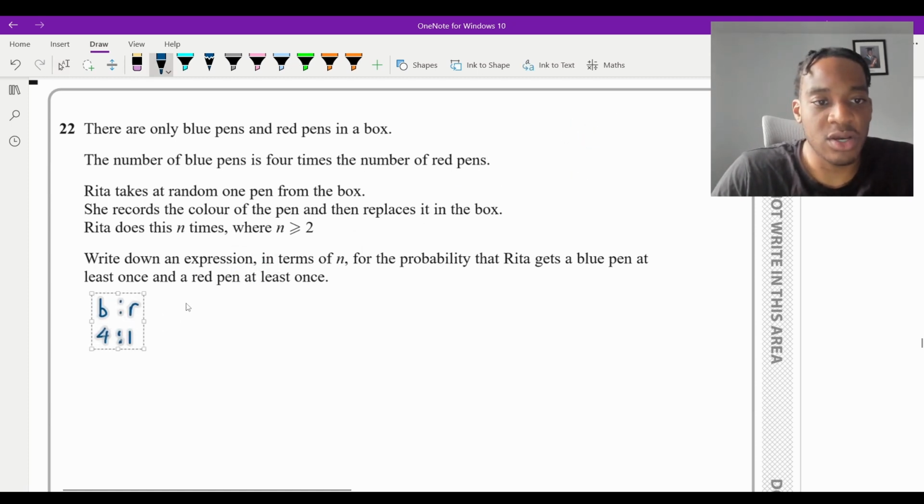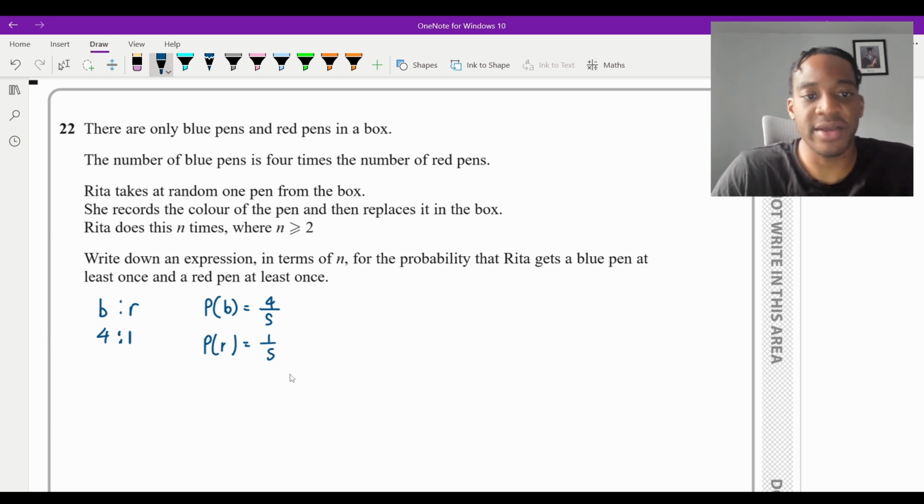So the probability of me getting a blue pen, for example, is just going to be, how many parts are there for blue? 4 divided by 4 plus 1, the total, which is 5. And then similarly, the red is equal to 1 over 5. Okay, so now we know the probability of us getting a blue or a red pen when we take a pen. Now, let's look at a bit more of the question.